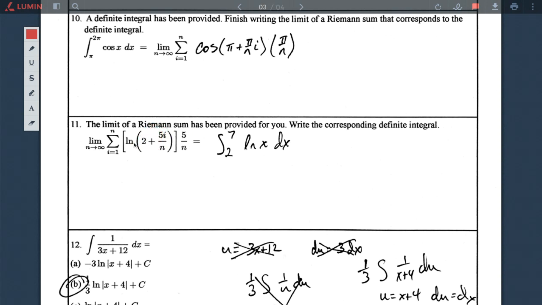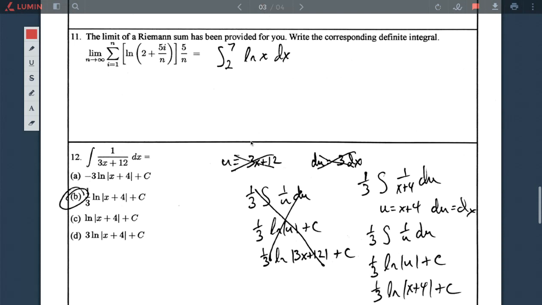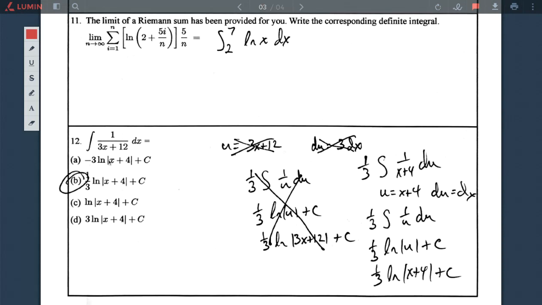And this is inside of the natural log, so that means my function is the natural log of x dx. So we change this limit into this integral. All right, on 12, it was kind of tricky.